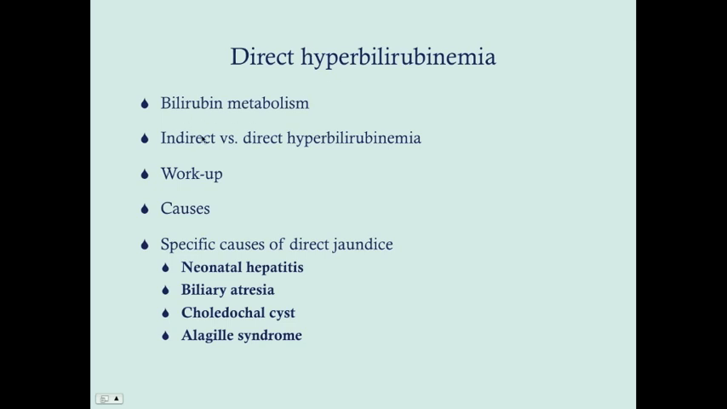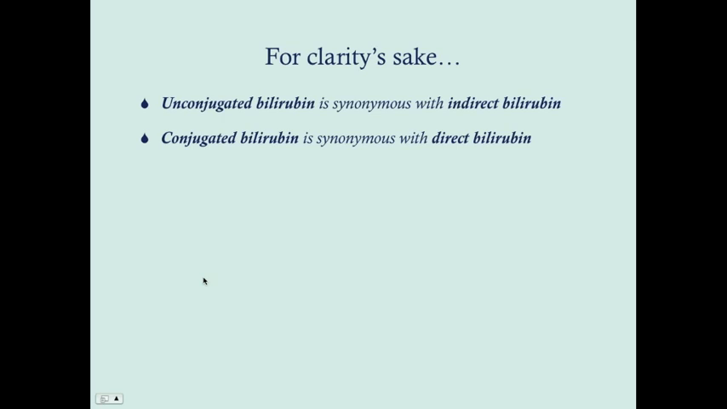We will talk about indirect versus direct hyperbilirubinemia. Pretty clear. It's just a matter of looking at the labs, but we'll talk about some of the causes, how to work these up, and then we'll go over some specific causes of direct jaundice. So for clarity's sake, as you probably know, unconjugated bilirubin is the same as indirect bilirubin. Conjugated bilirubin is synonymous with direct bilirubin. Laboratory pathologists may have a different opinion, but for the purposes of most of the medical world, these are used synonymously.